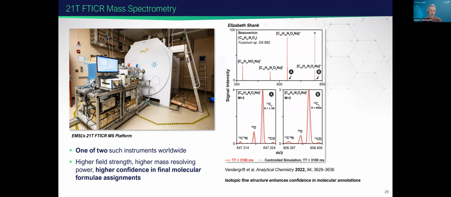Another example of what this platform can give you, this is a figure from a collaboration with another user, Elizabeth Schenk, where we were able to look at the isotopic fine structure, or the different heights of isotopic specific peaks for a formula that give us increased confidence in the formula that we are assigning to a specific compound. So on the bottom here, you can see some simulated mass spectra with the dashed lines and our experimental mass spectra with the red lines. And our experimental lines up very well with what we see from centroided. All that to say, it's giving us a very high degree of confidence in the final molecular formulae that we are assigning to these peaks.